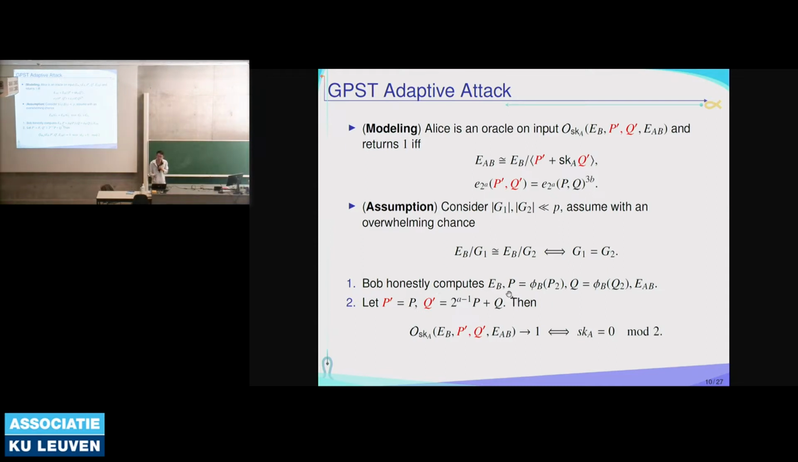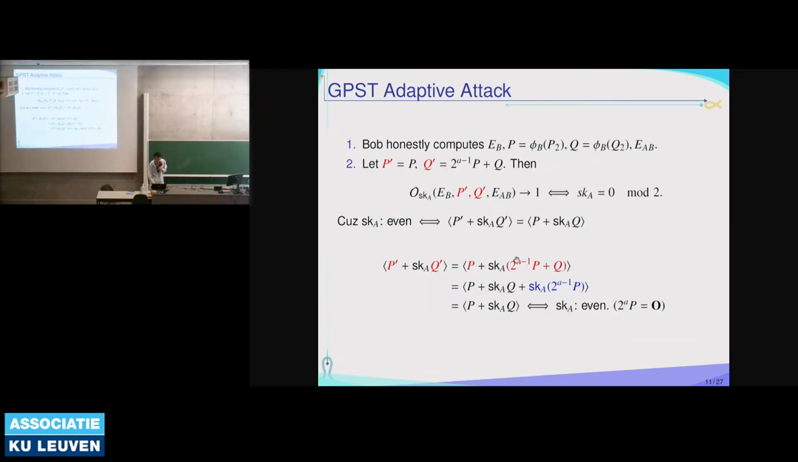So what Bob can do now, he wants to extract Alice's secret key. Bob firstly honestly computes EB, phi B P2 and phi B Q2, and then he replaces P' with the same as P, and Q' as Q, and additionally adds Q to the 2^(A-1) P. And we are going to show that Alice will return 1 if and only if the least significant bit of Alice's secret is 0.